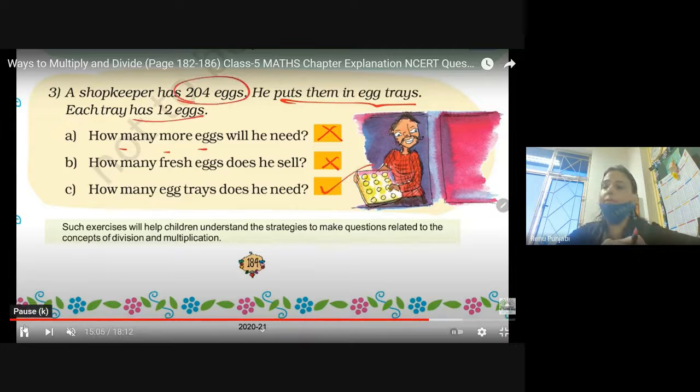Fourth one. The cost of one book is 47. Sonu buys 23 books. How much money does he have? How much money does he pay for the books? Or what is the cost of 47?